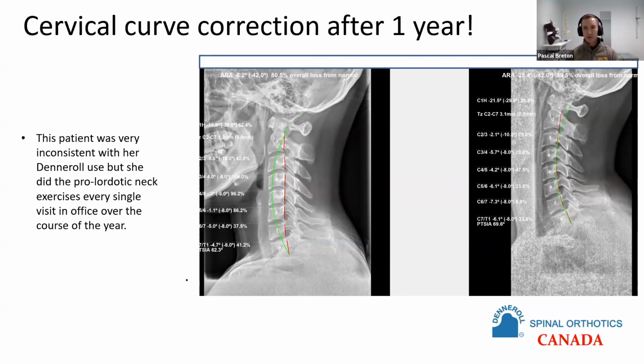So over the course of her year of correction, I kept asking, are you doing your exercises at home, your dental roll? Nope, nope, nope. She was rarely ever doing it. But she was extremely diligent about doing her Pro-Lordotic after she was adjusted every time in the office. And so this is the type of correction that we got with just pretty much doing exercises.